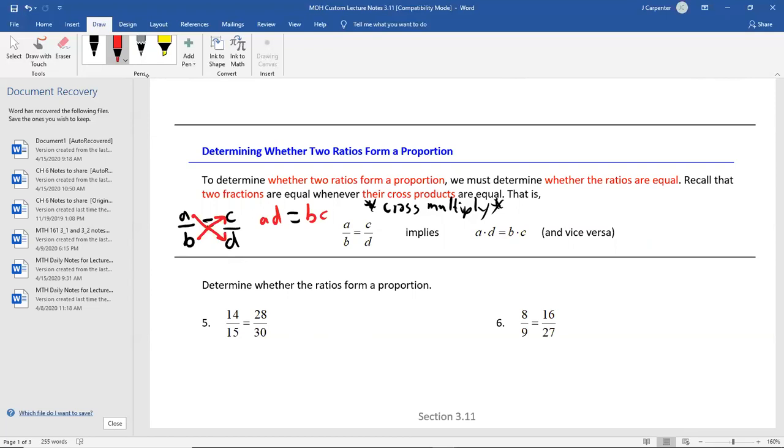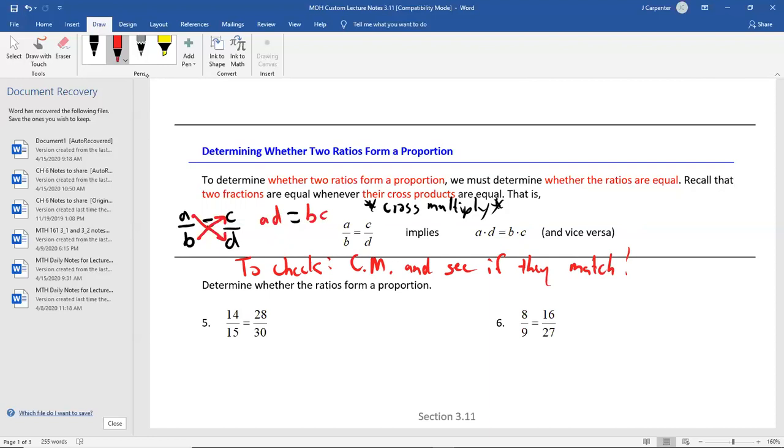So they ask us to determine whether the ratios form a proportion. So if 14/15 is the same thing as 28/30, that means if you cross multiply them, whatever products you get on each side should be the same. So to check, we just cross multiply and see if they match. CM means cross multiply and see if they match. That's all you have to do. It's not a lot of work.